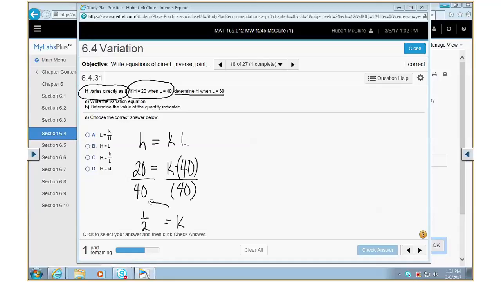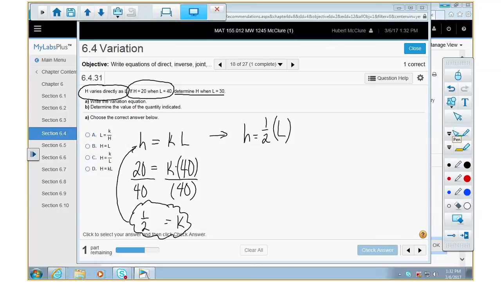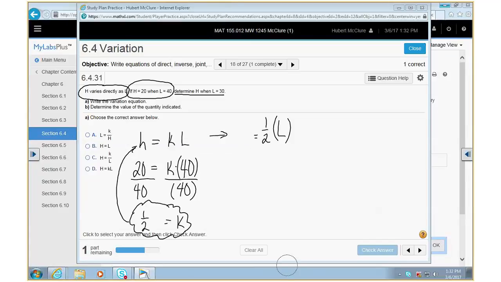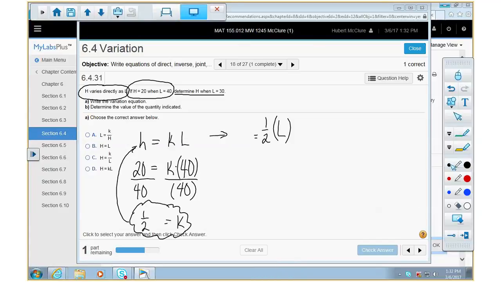Now what am I supposed to do with that K after I find it? Plug it back into the original. H is equal to 1/2 L. And these are capital letters, so you can make them capital. Capital letters in formulas is not the same as lowercase. My bad.